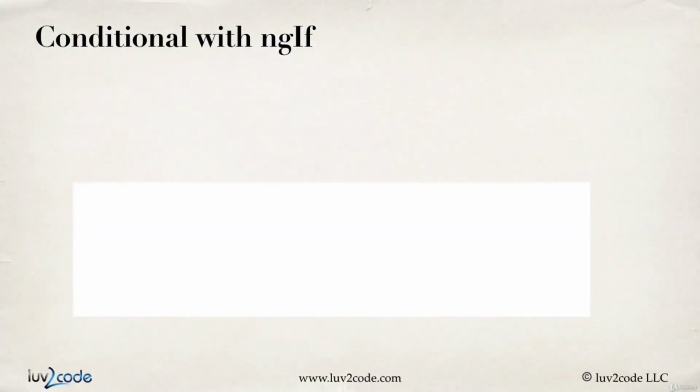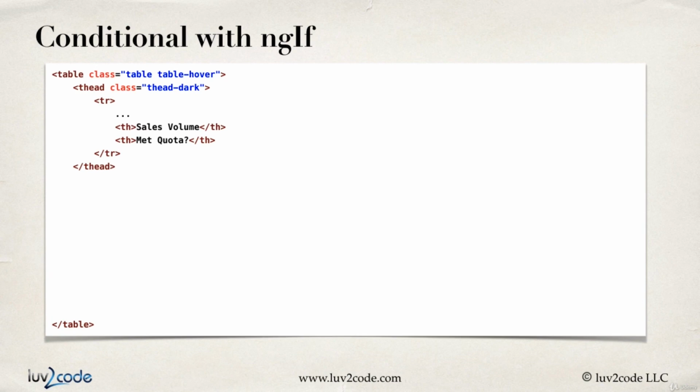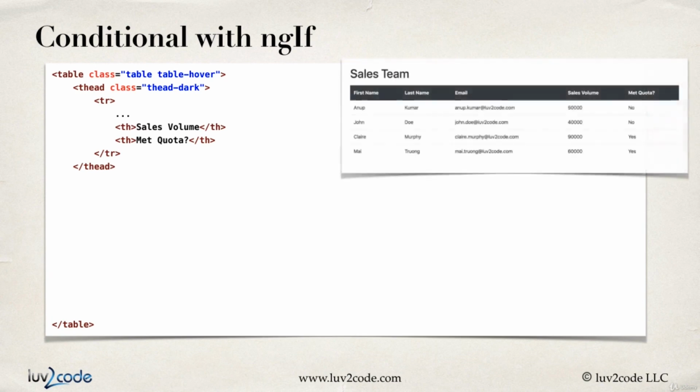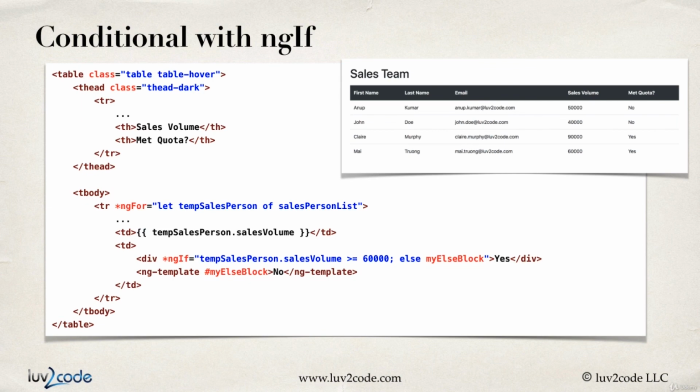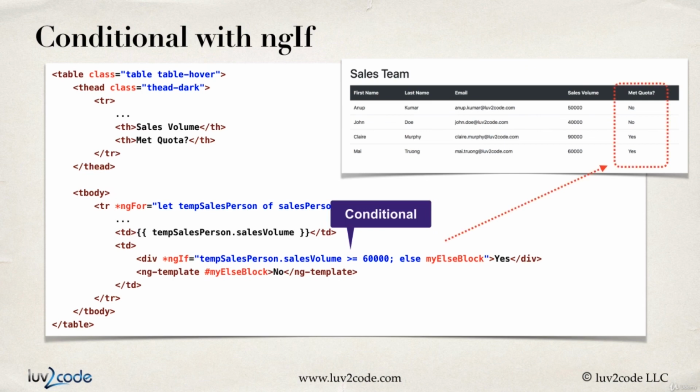So in our coding here, we can make use of a conditional with ngIf. So first off, in our table head, we'll set up a new column here, met quota. So that's the new column that we'll have over on the far right. It's our table head. And then inside of our body, we loop over all of our salespersons. And then for our new column, we make use of this div, star ngIf, and we add this conditional. If temp salesperson dot sales volume is greater than or equal to 60,000, then we'll display yes. So that's the case of true.